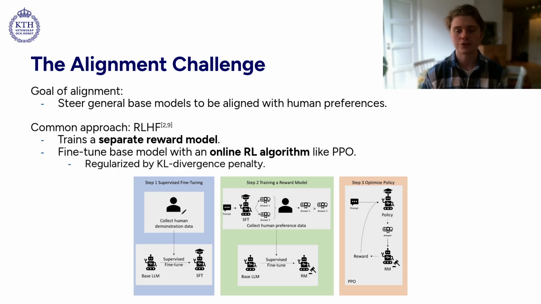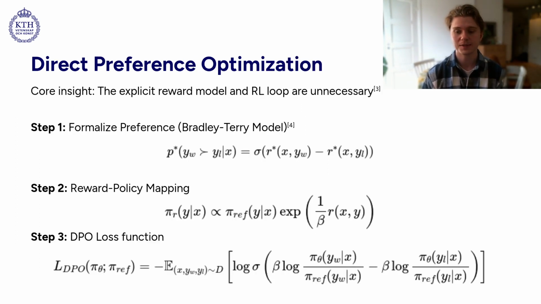The RL stage is a significant practical challenge and also often involves training multiple models, and the on-policy sampling required by PPO is computationally expensive and can be unstable. Direct preference optimization, or DPO, was introduced as an alternative to the likes of RLHF and aims to be more direct and stable than those methods. So how does DPO work?